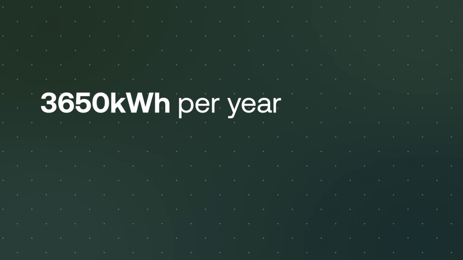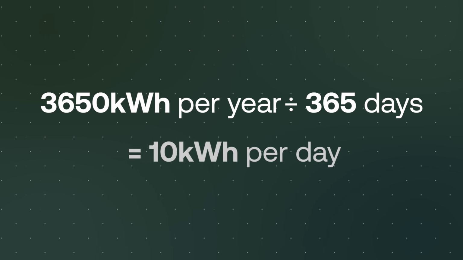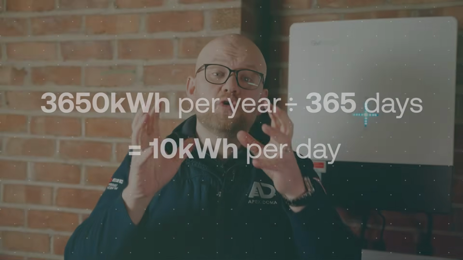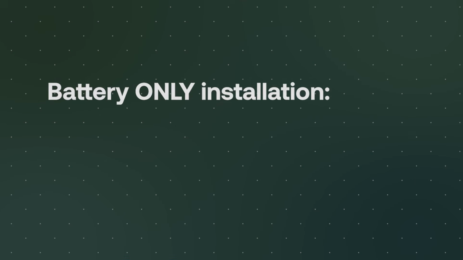What we can then do is divide that by 365. So in this scenario, I use 10 kilowatts of energy per day. If you're doing battery only, because it is possible to install one of these systems with just a battery, then in that scenario you want to be looking at your day's worth of energy usage and buying the same size of battery pretty much as your average daily usage.